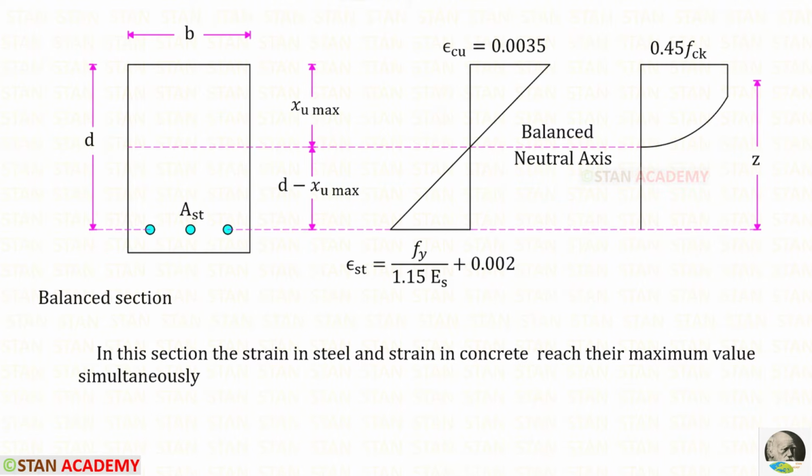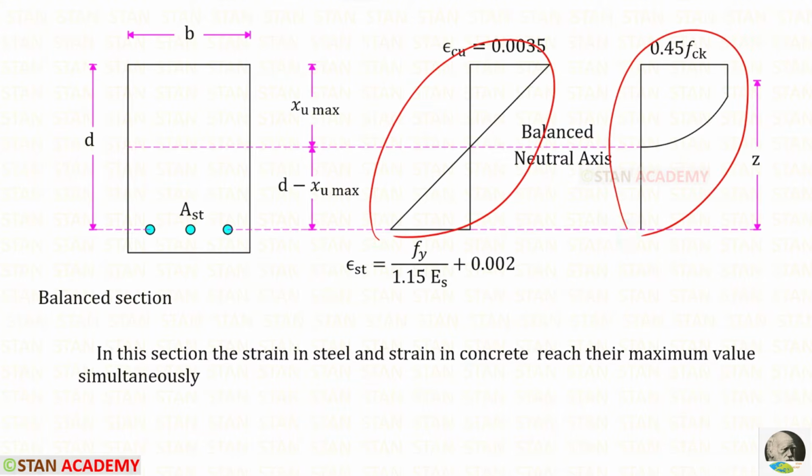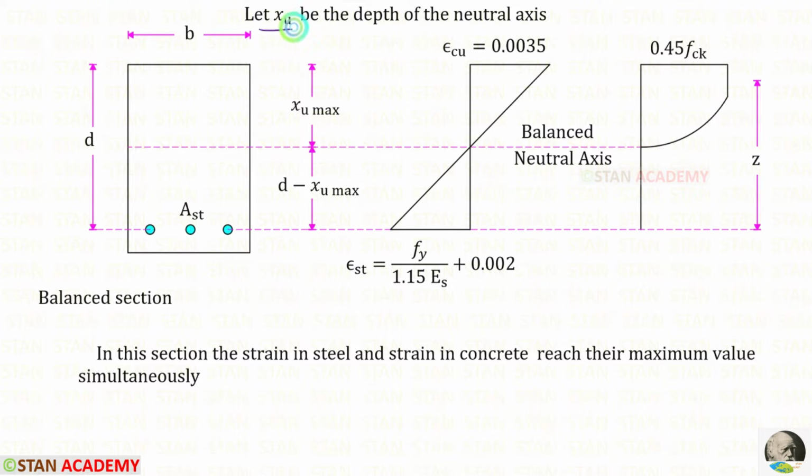Now let us consider a balanced section. In this section, the strain in steel and strain in concrete reach their maximum value simultaneously. This is the strain diagram and this is the stress diagram. Let us keep xu as the depth of the neutral axis from the top. In the balanced section, it will be maximum and this distance will be d minus xu max.